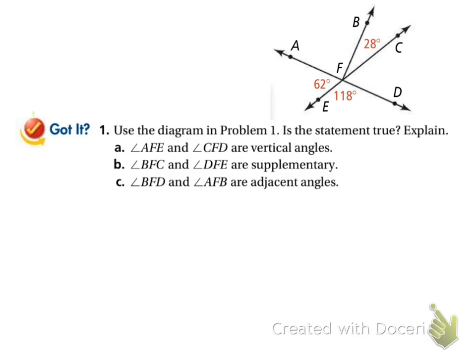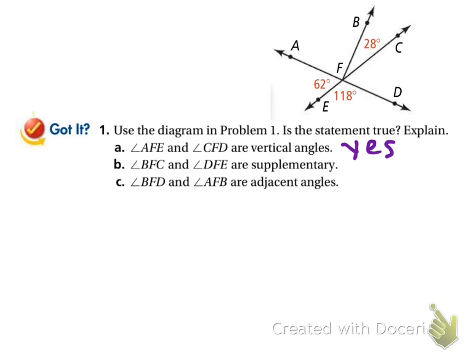Is AFE and CFD vertical angles? If I try to draw my straight lines, straight line there, straight line there. Yes, they are. Yes, that is true, because their sides are opposite rays. Or my method, I can draw two lines. Let's erase that so we can get that off the picture. Okay, so that A was yes.